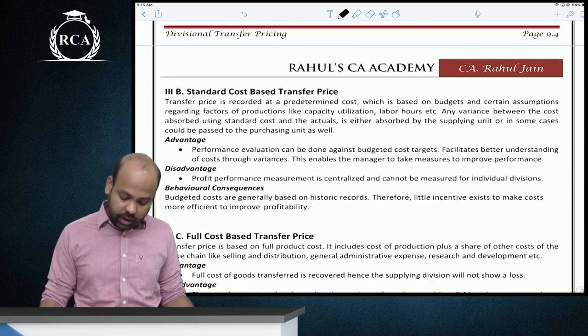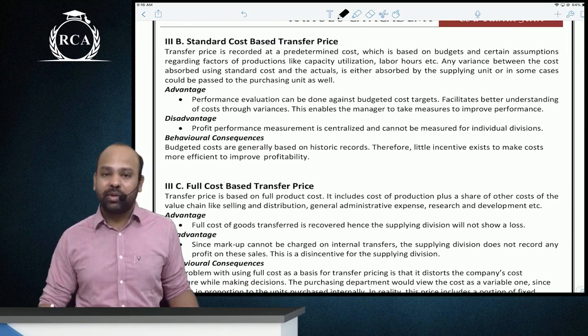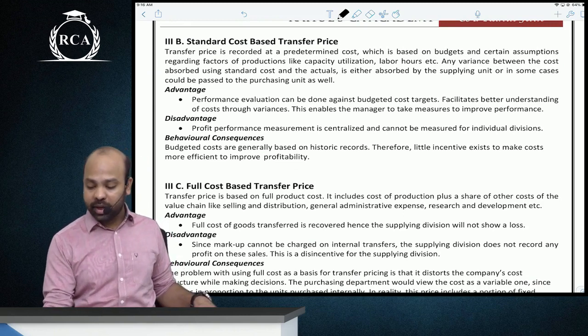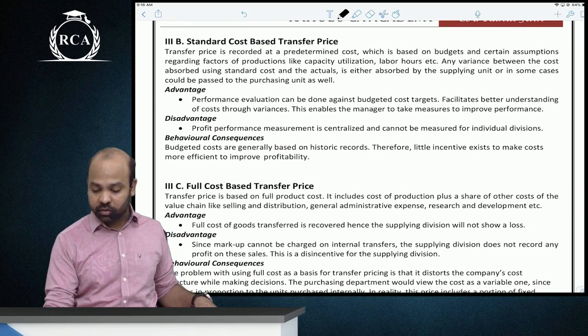Understood sir? As far as the standard cost based transfer pricing method is concerned, transfer price is equal to standard cost.